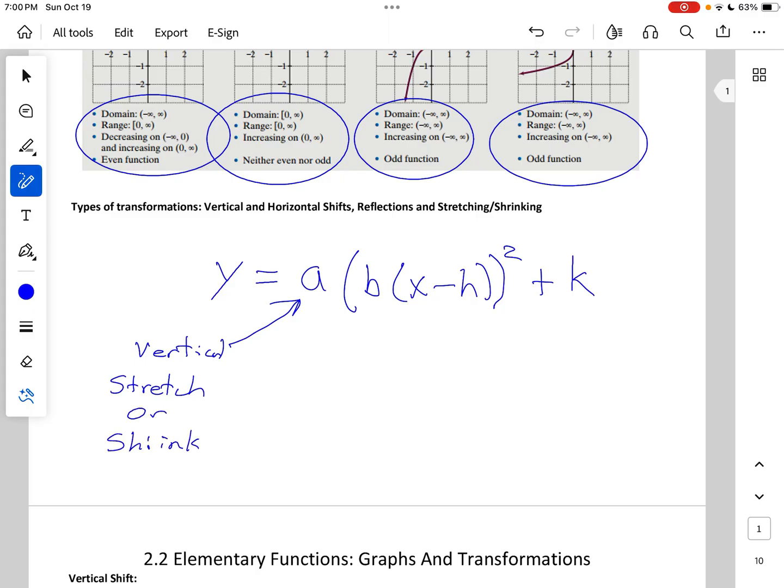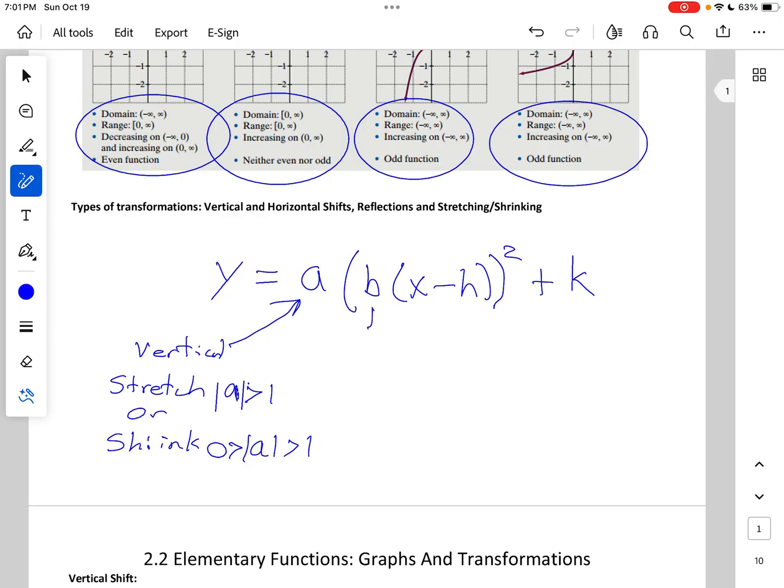Okay, we'll go over this, but a stretch is when our a is greater than 1, okay? And that's going to be the absolute value of a, because if we have a negative in the front, then that's going to be a reflection, okay? So a, the absolute value of a, being in between 1 and 0 would be a shrink.